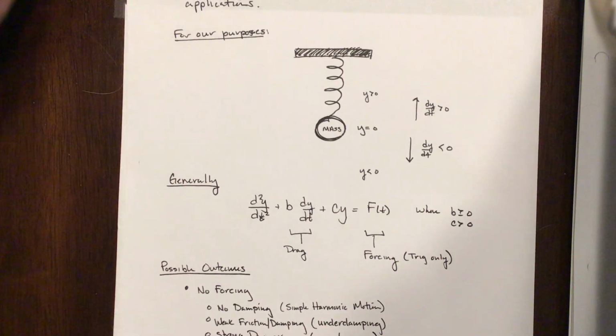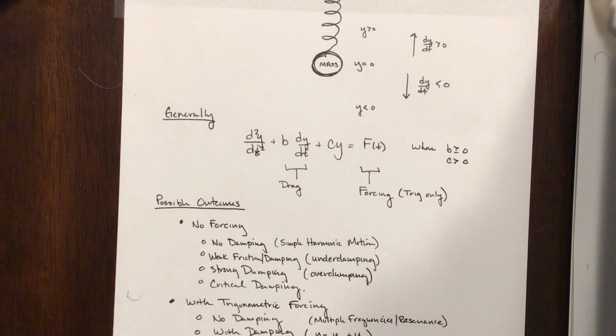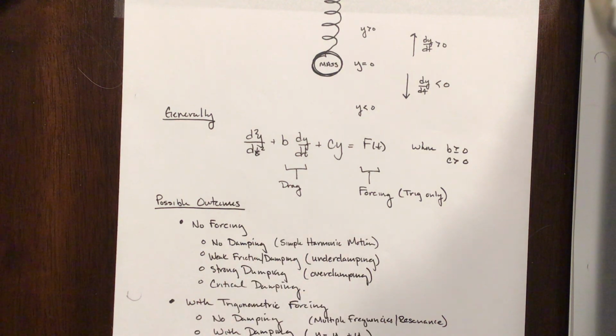Now, generally speaking, the differential equation that models the position of the mass at any given time is given to you by y double prime plus b times y prime plus c y equals f of t, where both b and c are positive. c has to be greater than 0. It can't even be equal to 0. The b portion of this is the drag component.